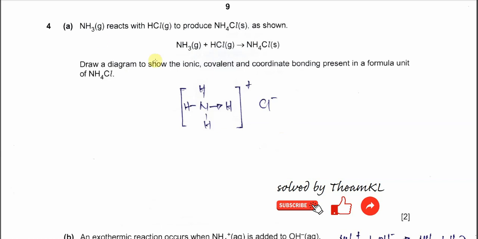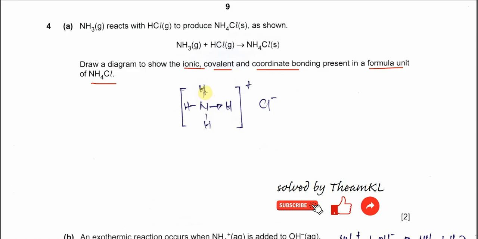Question 4a. Ammonia reacts with the hydrochloric acid to produce the ammonium chloride, as shown in this equation. Draw a diagram to show ionic, covalent, coordinate bonding in the formula units of ammonium chloride. So you just need to draw one formula unit of the ammonium chloride, and for this one you no need to draw the dot cross. You just need to show the type of bondings.